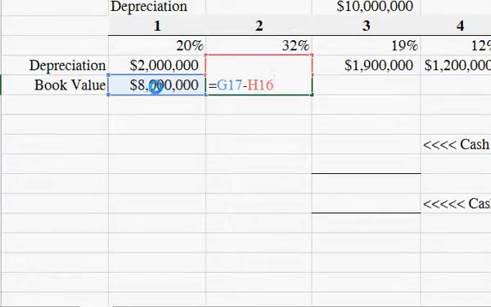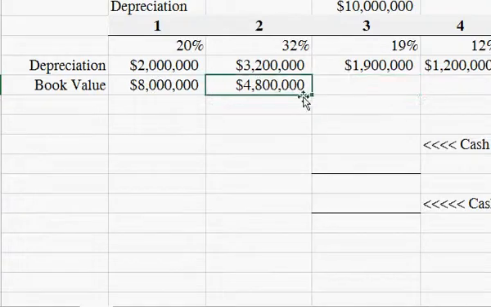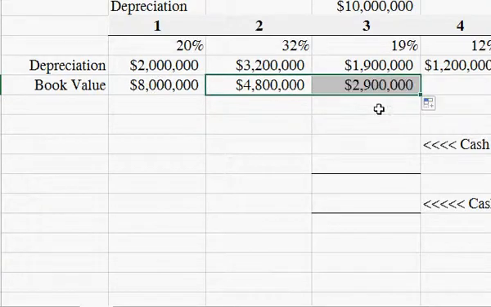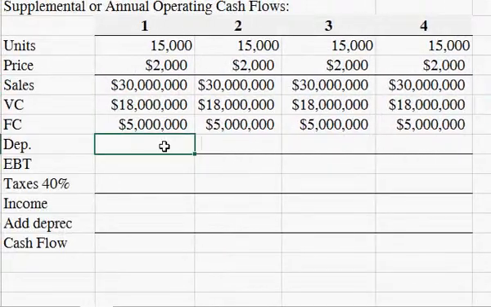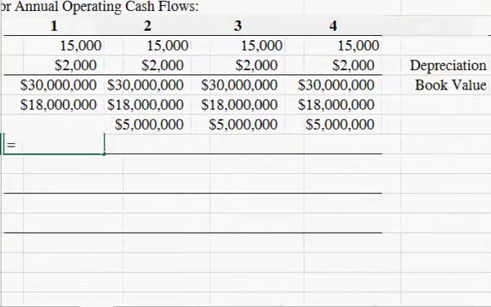And so at the end of year 3, your book value is down to 2.9, and at the end of year 4, it's down to 1.7 million. So you have your book value calculated. We go back over here, and we can use the miracle of the Excel sheet and say depreciation is equal to this number over here.